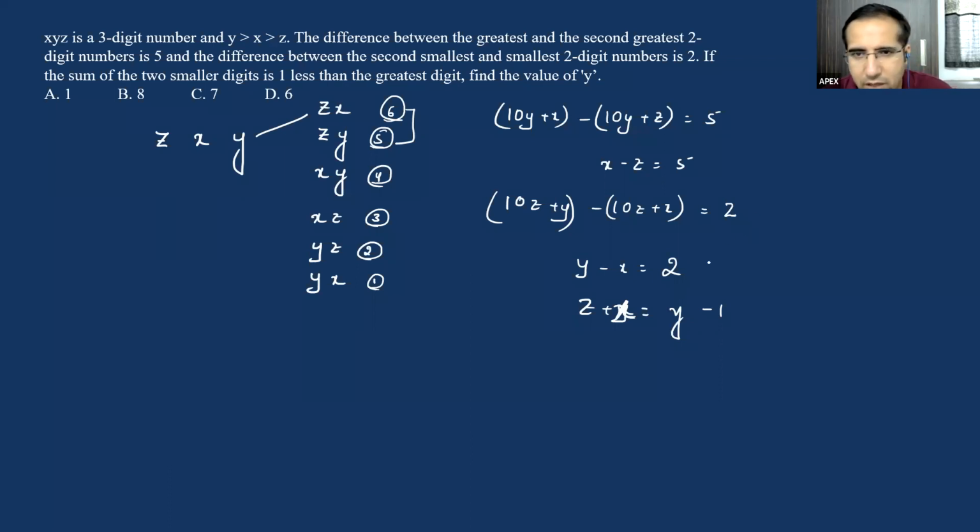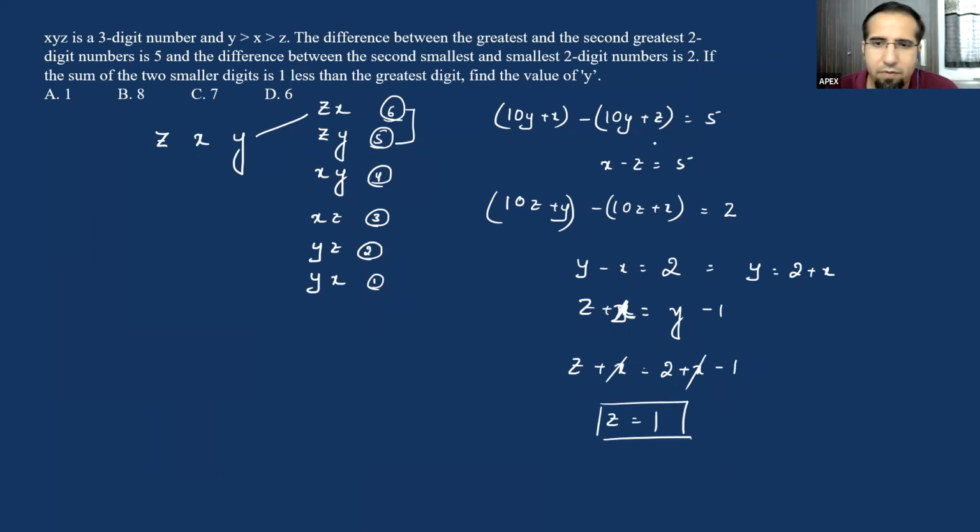Clear? So from here I can say y is equal to 2 plus x. So let's replace here: z plus x is equal to 2 plus x minus 1. So plus x gets cancelled, and you get the value of z is equal to 1. If the value of z is equal to 1, then the value of x is equal to 6, because 6 minus 1 is equal to 5. And if x is equal to 6, then the value of y will be 8, which is option B.